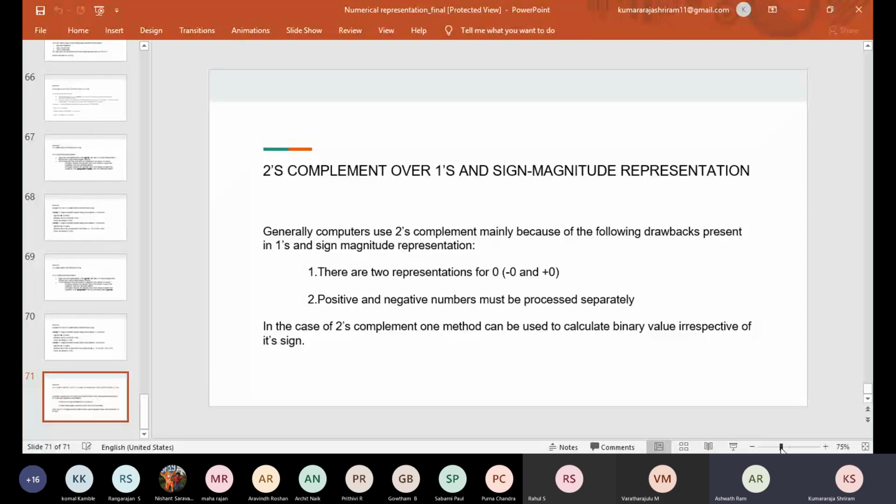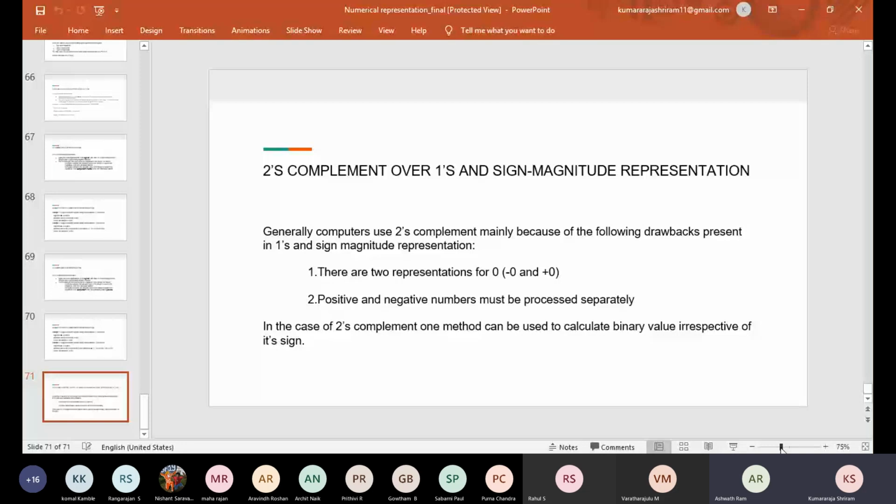But in the case of 2s complement representation, a very easy method can be used. Irrespective of whether it's a negative or positive value, we multiply the most significant bit by minus 2 power n minus 1, calculate all the other n minus 1 bits similar to a binary pattern, and add the values. We get the total value of the binary pattern.